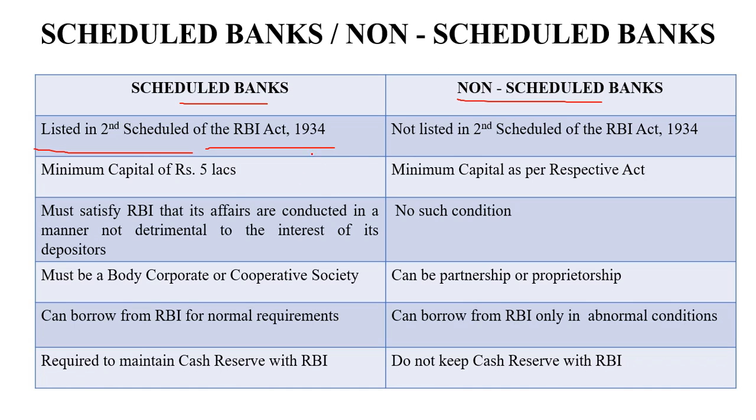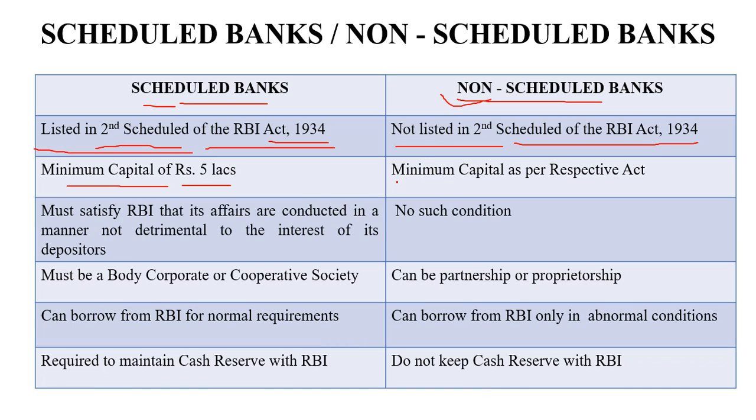In this table, I have given the difference between scheduled banks and non-scheduled banks. So scheduled banks are those banks which are listed in the second schedule of RBI Act 1934. Non-scheduled banks are those banks which are not listed in the second schedule of RBI Act 1934. Now why are they not listed in the second schedule of RBI Act? Because there are some conditions which a bank has to fulfill. So the conditions are minimum paid up capital of 5 lakh rupees. Means scheduled banks maintain minimum paid up capital of 5 lakh rupees.